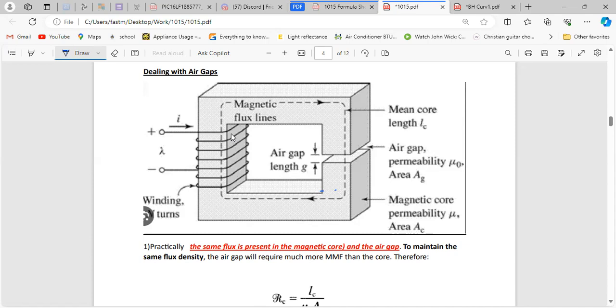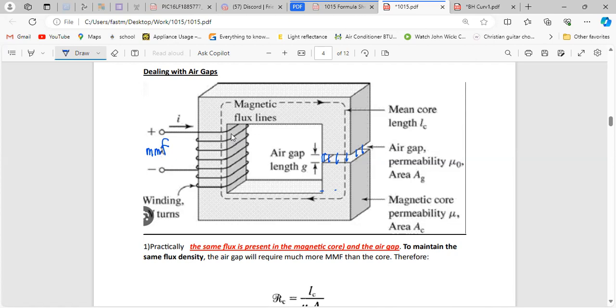The funny thing is, just because of this air gap, it will take a lot of MMF, or magnetomotive force, the driving force, to send flux through it. Remember, air is very resistant to flux, so you have a very high reluctance, and because of this reluctance you will have a very high MMF. The MMF is just the driving force, similar to voltage. Voltage drives a current in the circuit; the MMF drives a flux through the magnetic material.